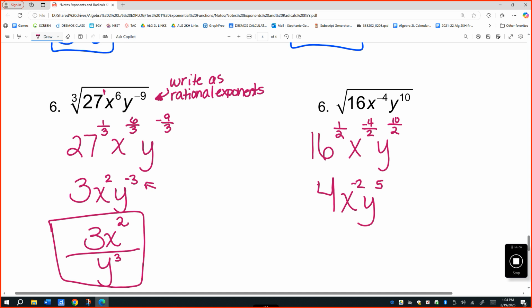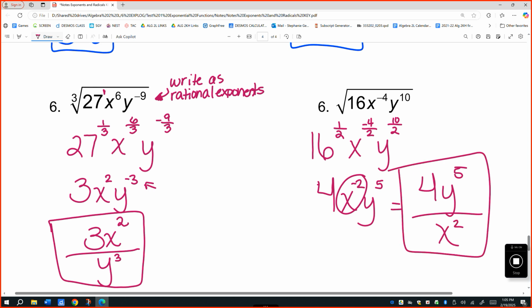Can we leave our answer like that? No. Anything with a negative exponent has to move its location in the fraction. So that means it's going to go to the bottom of the fraction. So final answer, on the top you have 4y to the 5th, and on the bottom of the fraction you have x squared. That's the final answer. Okay?